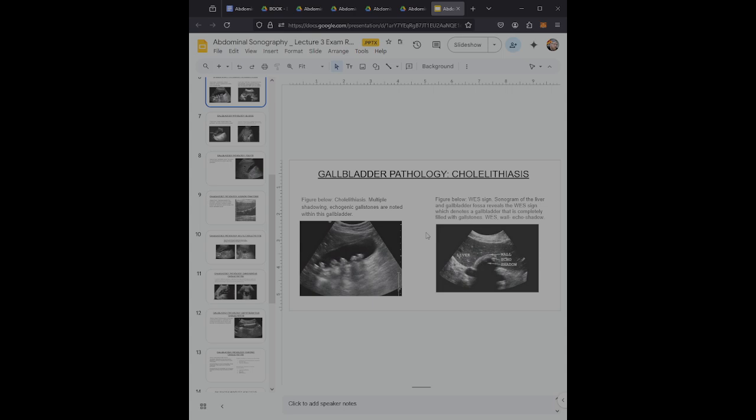Clinically, patients can be asymptomatic, but biliary colic is often present. There can be abdominal pain after fatty meals. There can be nausea, vomiting, among other clinical findings. Sonographically, cholelithiasis appears as a mobile echogenic structure within the gallbladder lumen that produces an acoustic shadow. And remember, a gallbladder that is completely filled with gallstones would exhibit the wall echo shadow sign.